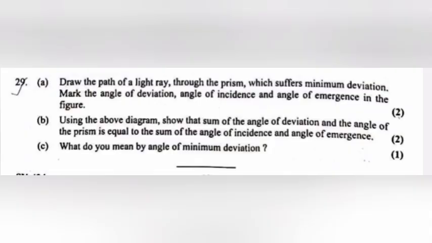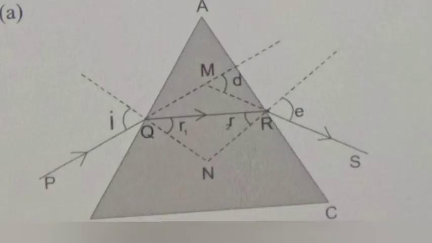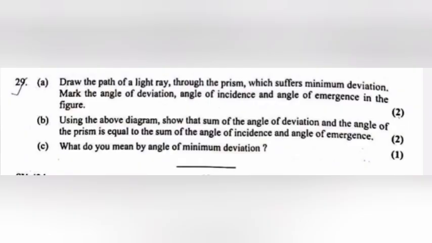29A. Draw the path of a light ray through a prism which suffers minimum deviation. Mark the angle of deviation, angle of incidence and angle of emergence in the figure. Answer. B. Using the above diagram, show that the sum of the angle of deviation and the angle of prism is equal to the sum of the angle of incidence and angle of emergence.